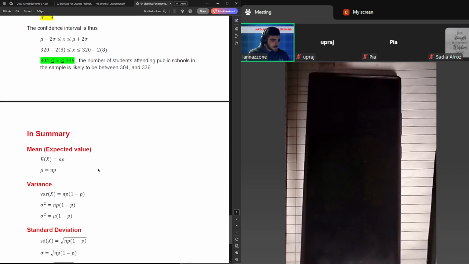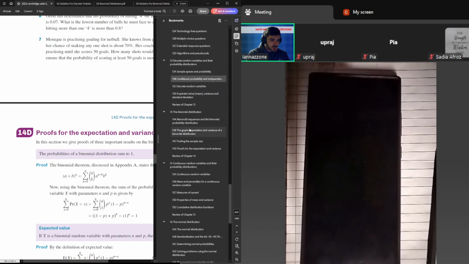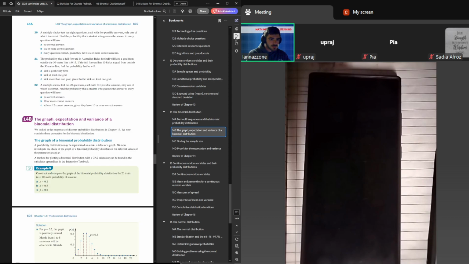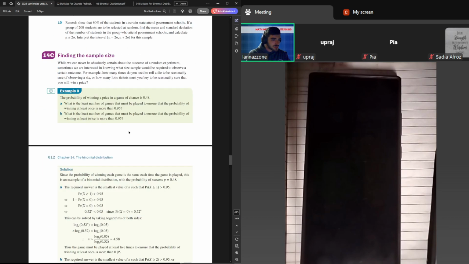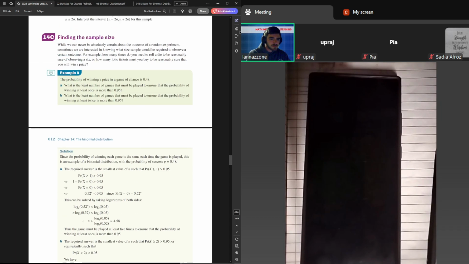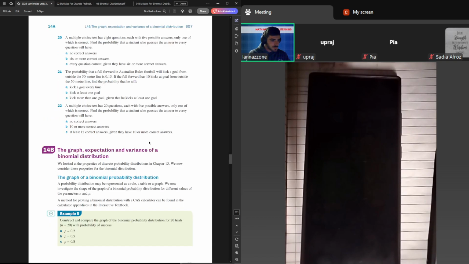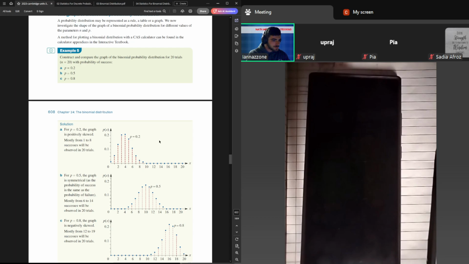So let's see. Is there actually anything looking at doing? Graph. Yeah, here we go. It's in 14b. Well, actually, there is a 14c. Finding the sample size. What's going on there? Oh, no, we did that one already. We'll leave that. 14b. Oh, these might be worth talking about, actually.